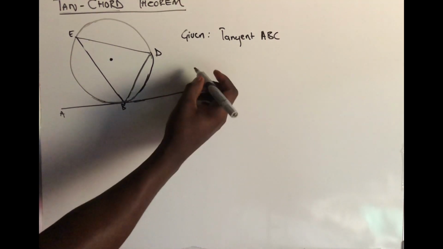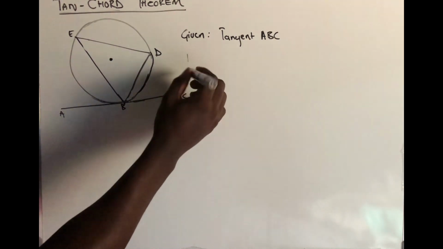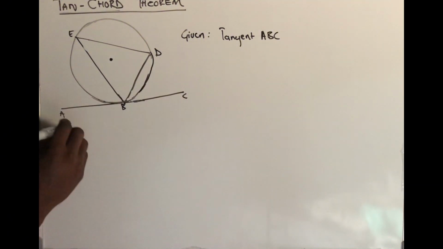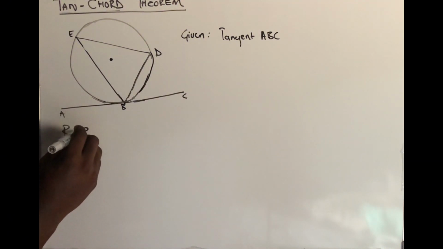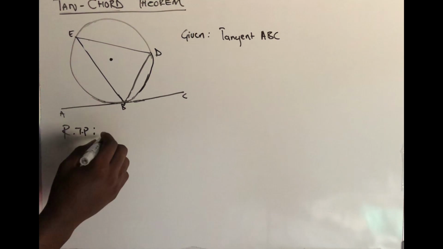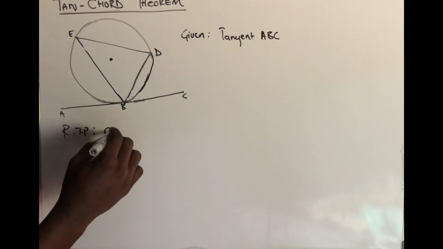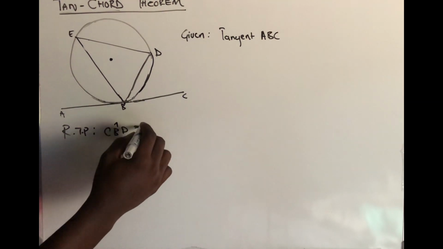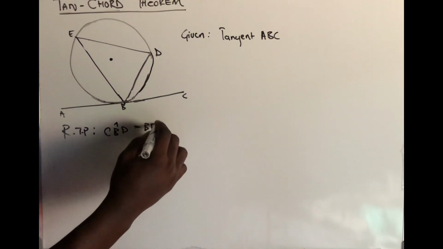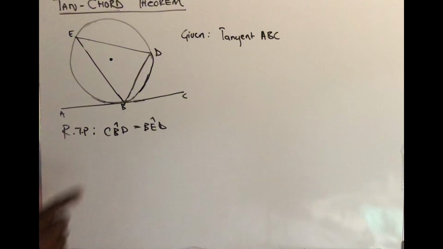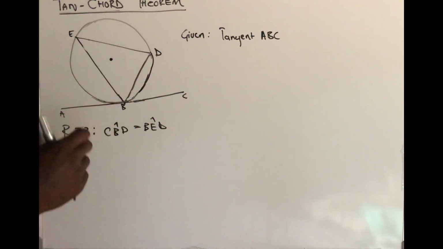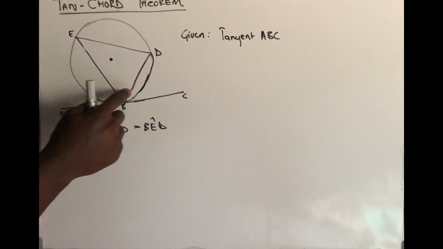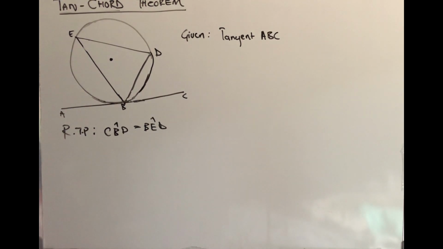So what are we required to prove? We are required to prove that CBD is equals to BED. This angle is equals to that angle.